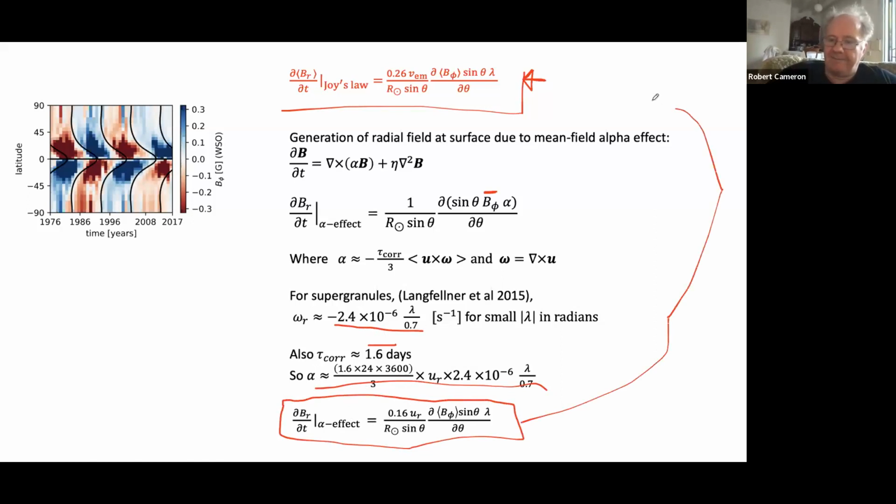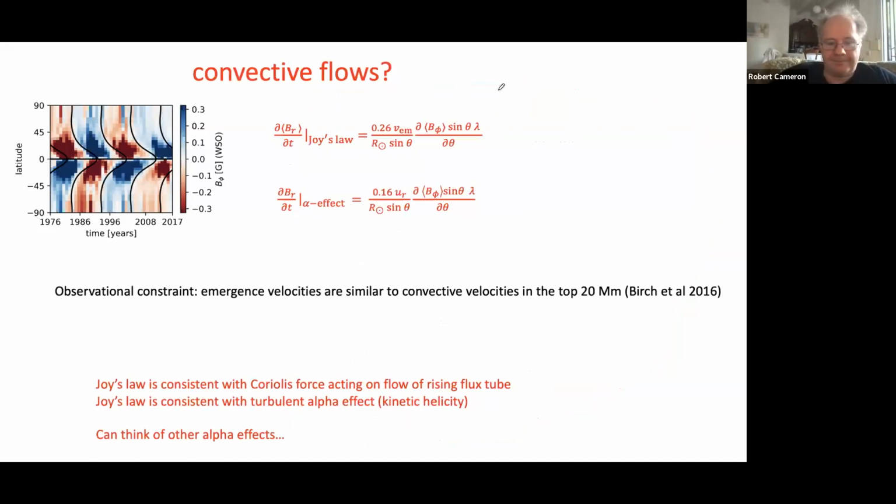And this is very similar to what we require for Joy's law. So this is essentially telling you that quantitatively, a turbulent alpha effect will produce something like Joy's law. The turbulent alpha effect operating at the solar surface can account for Joy's law. So what we end up with is that these two terms are similar. The alpha effect can account for Joy's law. So it could be Joy's law coming from a turbulent alpha effect.